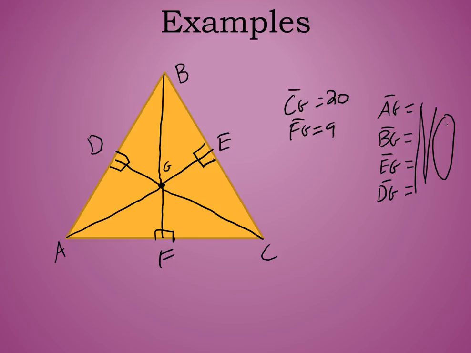So those are your four possibilities. Either I only give you perpendicular bisectors, I only give you angle bisectors, I give you both, or I give you neither. And you need to be able to recognize the difference between which ones are which.